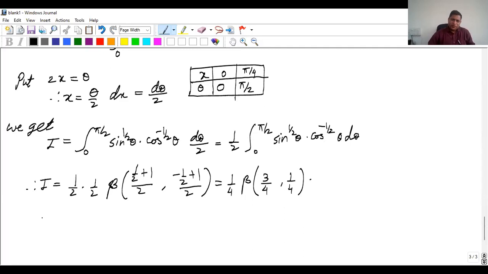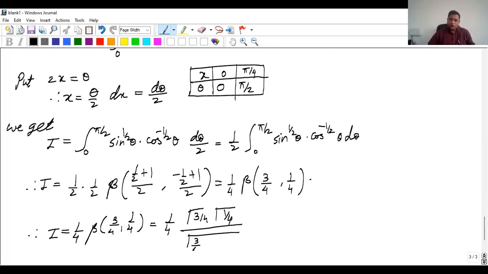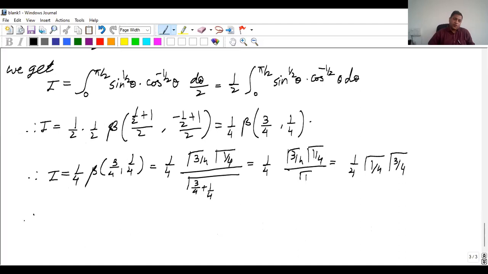Yes, sir. So what we got here, I is equal to 1 by 4 beta of 3 by 4, 1 by 4. So it is 1 by 4 gamma of 3 by 4 gamma of 1 by 4, and here we have gamma of 3 by 4 plus 1 by 4. So that is gamma 1, and gamma 1 is going to be 1 factorial. Okay, and hence we get I is equal to 1 by 4 gamma 1 by 4 and gamma 3 by 4.